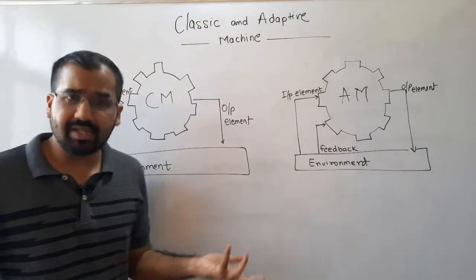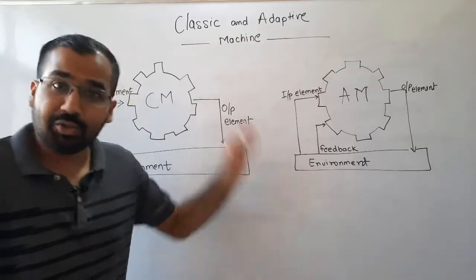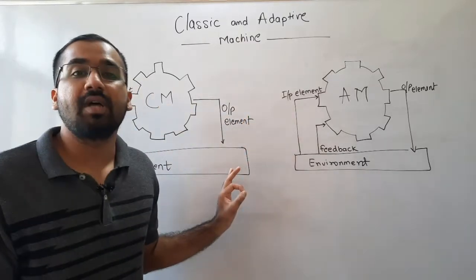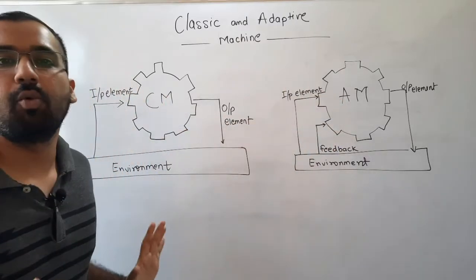What are they? What is a classic machine? What is an adaptive machine? What are the differences between them? What are the details that you should know about this? All of this is going to be delivered through this video with visual representation only.